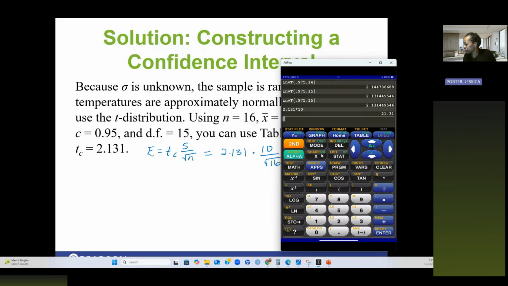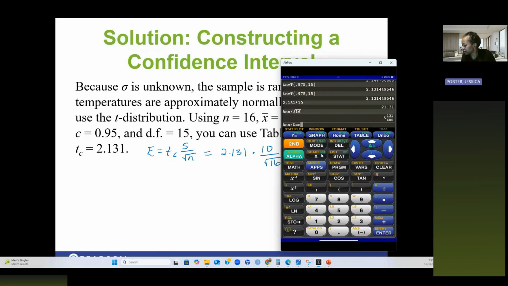2.131 times 10 divided by the square root of 16, the square root of n. I love it when it does that to me. So about 5.3.